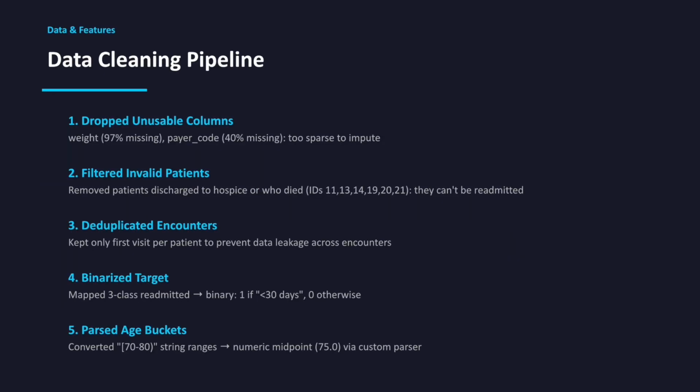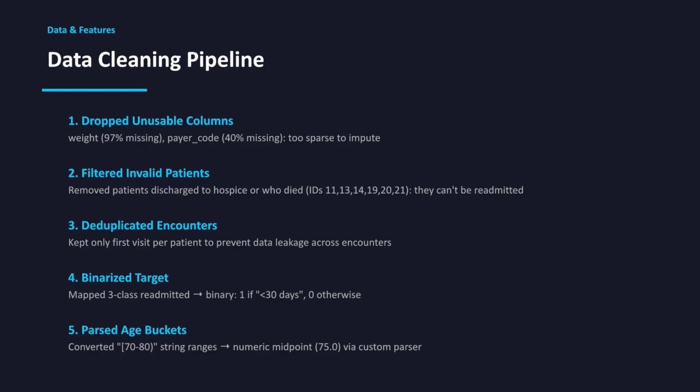Now, the raw data was pretty messy, so we had to clean it up a lot before we could do anything useful. First, some columns were barely there. Weight was missing 90% of the time, so we just dropped it entirely. No trying to save that. Second, we filtered out patients who were discharged to hospice or who passed away. They physically can't be readmitted, so leaving them in would just inflate our accuracy and give us fake results. We also made sure each patient appears only once. We kept their first visit to avoid any leakage between encounters.